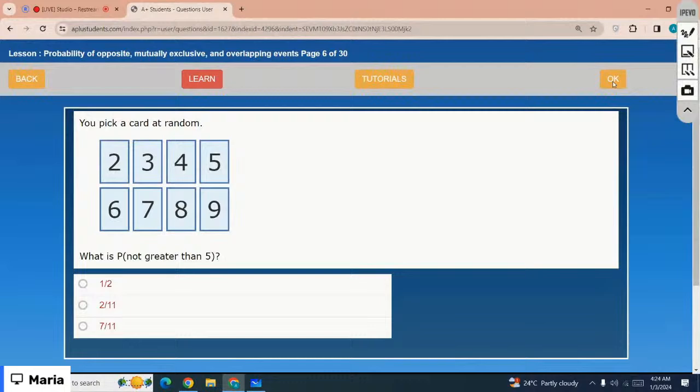You pick at random. What is the probability of not greater than 5?